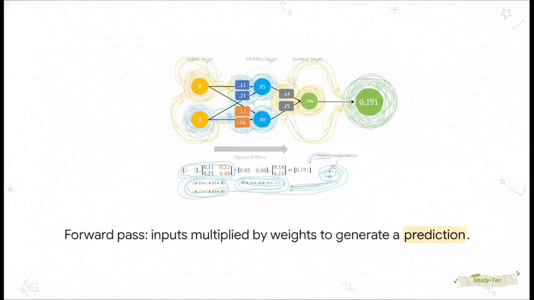Let's look at the actual math behind that very first guess. If inputs of, say, 2 and 3 multiply against those random starting weights, the numbers start trickling through the network, adding up along the way. But because our knobs were set completely at random right out of the gate, this forward pass ultimately outputs a highly inaccurate, totally bizarre initial prediction of 0.191.